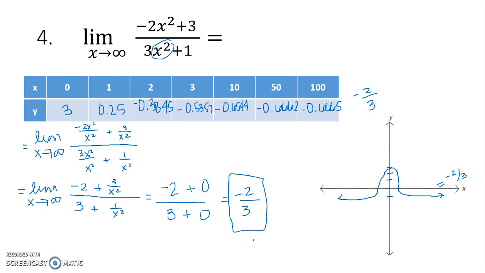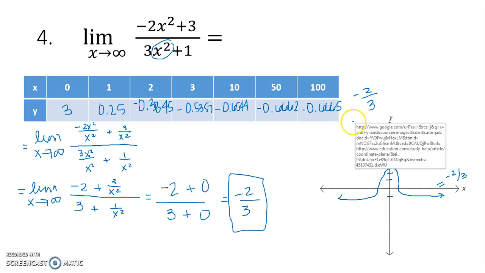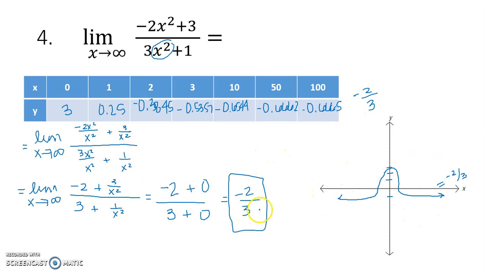I will ask you to do them algebraically, is you don't have to guess by your table what it looks like it's going to be or guess by your graph what it looks like it is. It tells you exactly what it is. So my limit is -2/3.